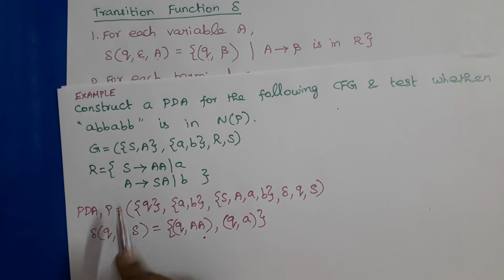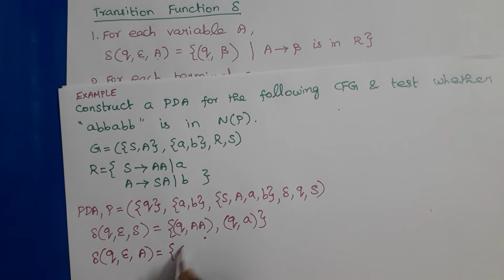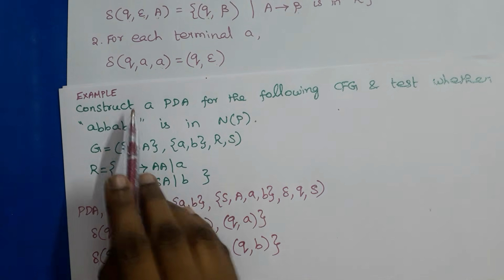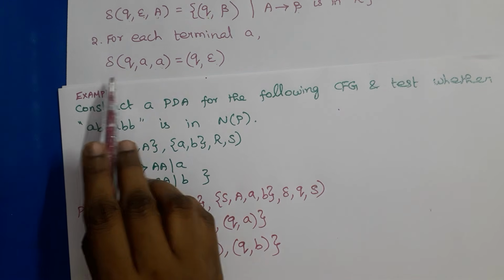Then for the non-terminal A, we have to write δ(q, ε, A) = {(q, SA), (q, B)}. So now we have written rules for the transition function for all the non-terminals. Then for each terminal symbol, we need to write the delta like this.